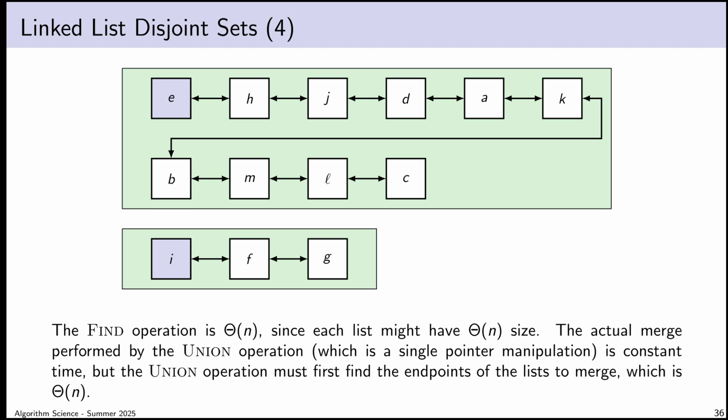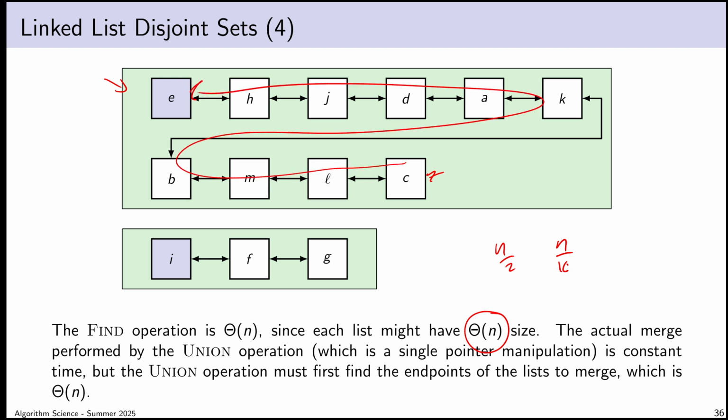So okay, the find operation is pretty clearly linear because I could be in a situation where one of my sets has size that is linear. Now it doesn't have to actually be n, it could be n over 2 or n over 10 or something. But if I start at the end of a list and have to walk all the way to the beginning, well, that's going to take linear time in the size of the list.